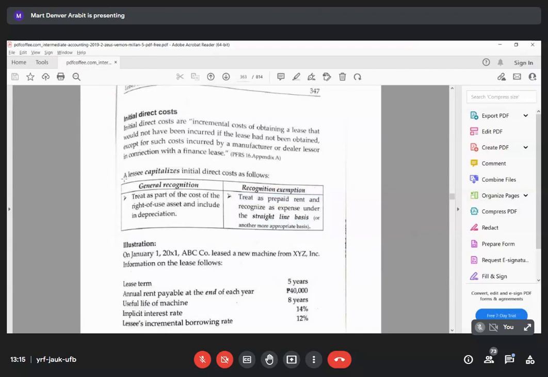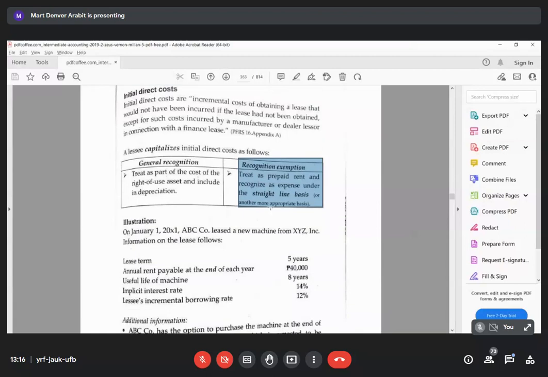So again, this is the general recognition. Should be part of ROU, but it would never be part of lease liability. However, there is an exemption to the recognition principle that it could be treated as prepaid rent and recognized as expense under the straight line basis method. Okay, so let's see an example.